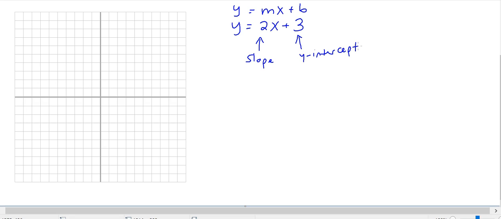Whenever we graph a line, a linear equation, we start with the y-intercept. So we're going to graph our first point at (0, 3). Then we use the slope. The slope in this case is 2, or 2 over 1. If you remember, the slope is really delta y over delta x, which is the change in y values over the change in x values.